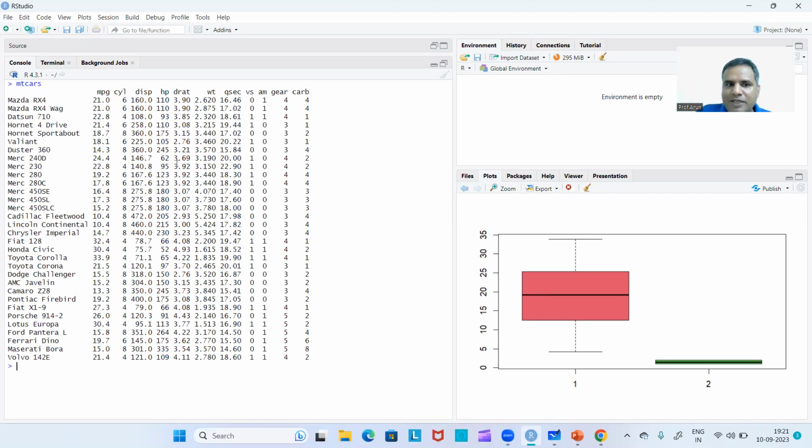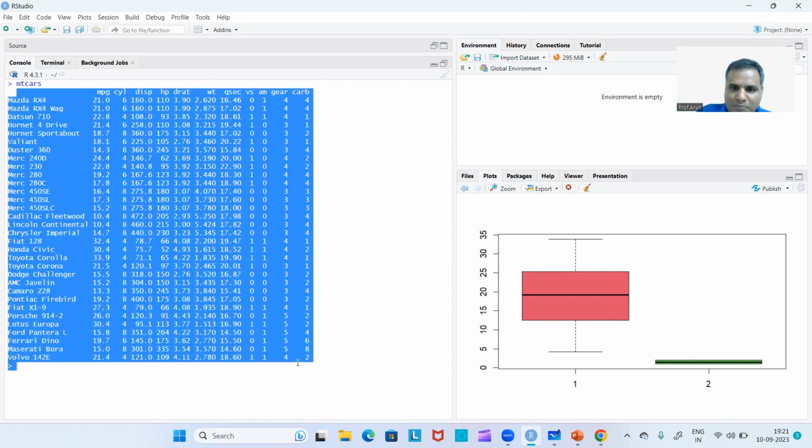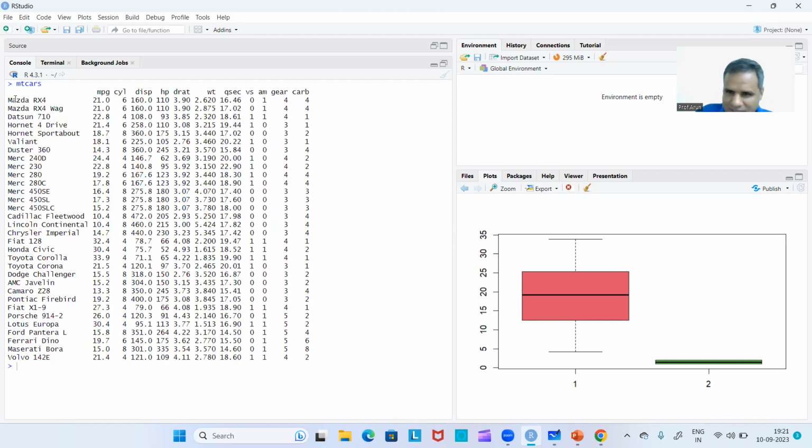All of you just pay attention. This is mtcars data. It is a data set from a US car magazine. Again, I'll cook up this data.